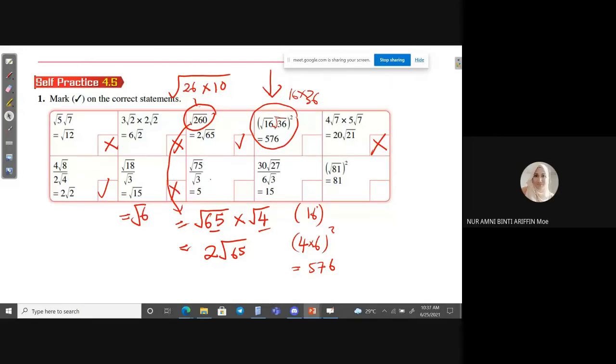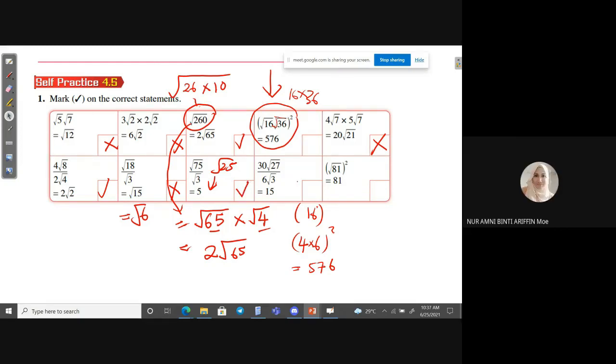Okay, this one, correct or wrong? Wrong. Should be surd 25. Before that it should be like that, right? Correct. So the answer becomes correct lah. Oh, okay. Yes.